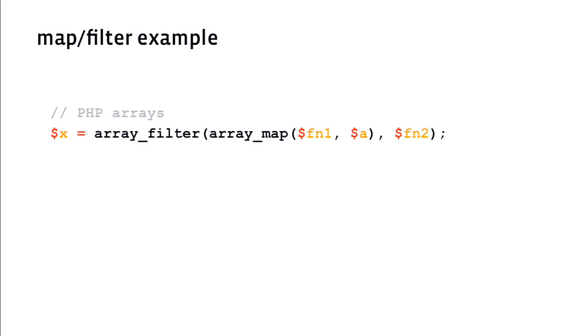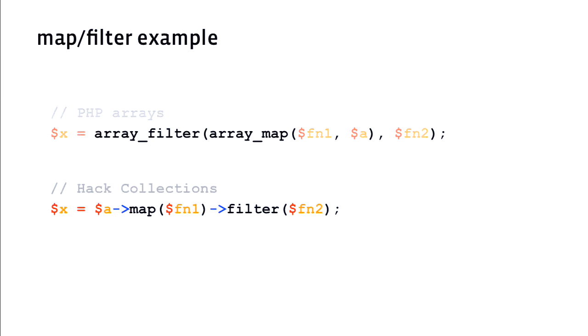And if you read this, you'll notice it's a little clunky. Array map executes first and then array filter, but it's written in outer to inner order. Also, oddly enough, array map and array filter don't take their parameters in the same order. Array map wants its callback as the first parameter, and the container is the second. Array filter is flipped the other way. So that's what this example looks like with PHP arrays.